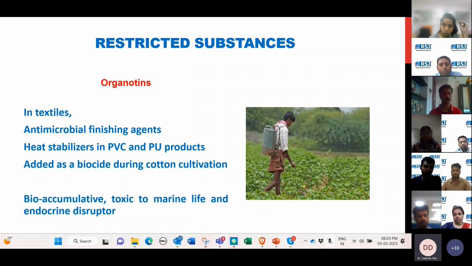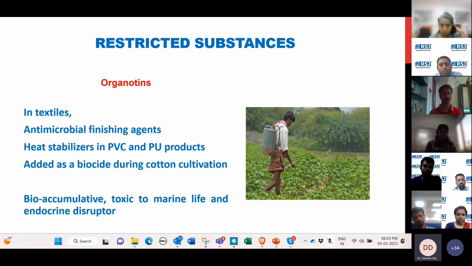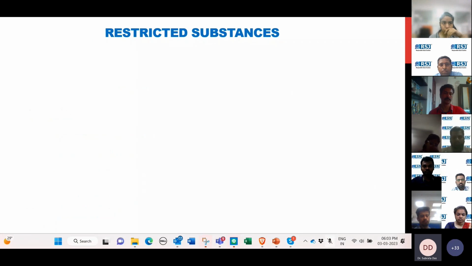So, if it comes into the environment, it will multiply itself. Of course, the water is getting polluted, then the marine life is getting polluted, and above all, it is an endocrine disruptor. So it has a direct effect on hormonal imbalance. That's why, with organotin compounds, we have to be very, very careful. It should not be present in the product. So whenever we are giving any kind of finishing treatment, or you are talking about the supply chain or producing a product, we have to be very careful that these products should not be present in the finished goods.